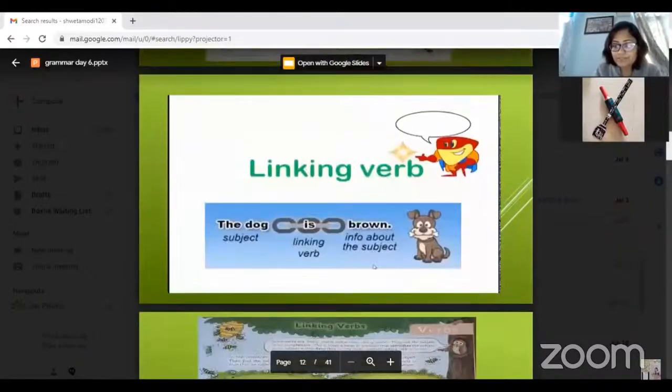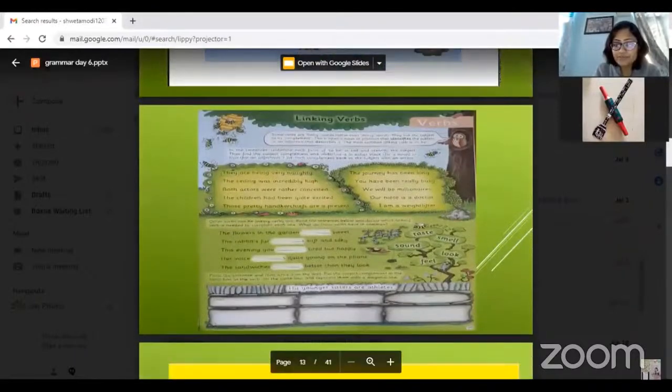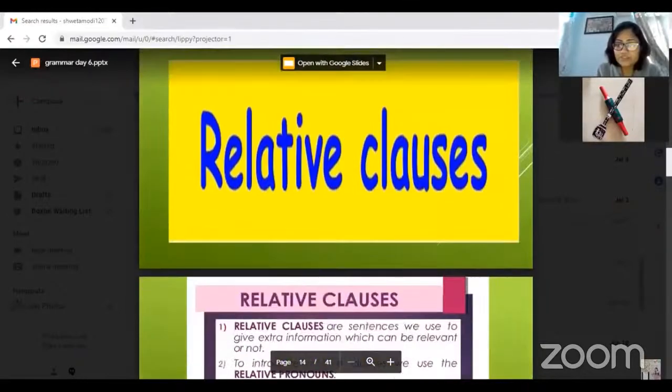Now linking verbs, helping verbs: is, am, are, being, was, were, had been, has, have been, will be. So these are helping verbs. You will have regular practice of sentence walls in the grammar 6 books, so that the children practice all the parts of speech.